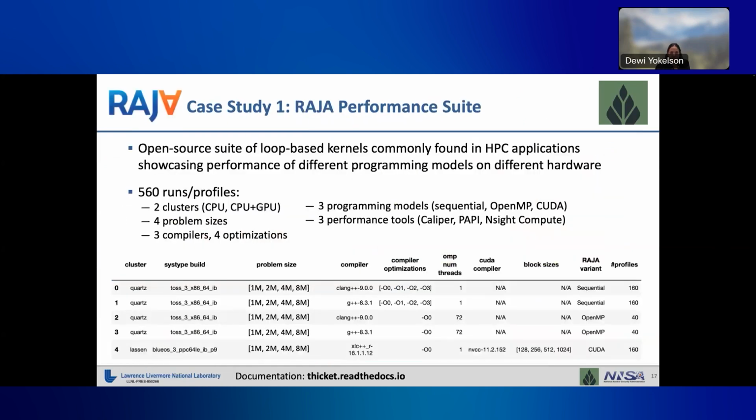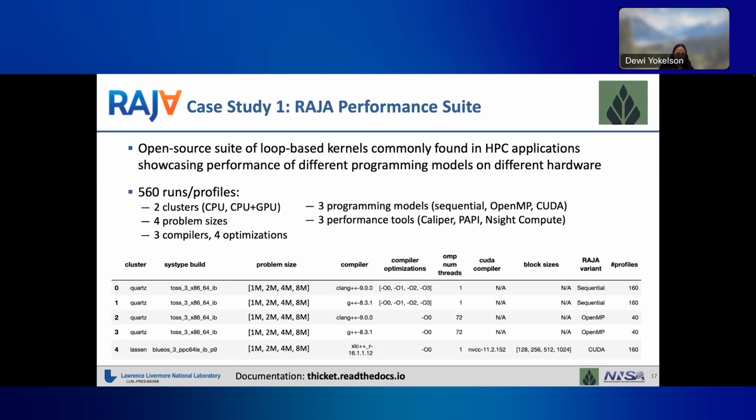Okay. So case studies. The RAJA Performance Suite is from here at Lawrence Livermore, but it's an open source suite of loop-based kernels that are commonly found in HPC applications. They're implemented with the RAJA backend and also the native programming model backends, which allows showcasing all these different programming models and running those on different hardware. We actually don't have a link to it, but you can find it on GitHub.